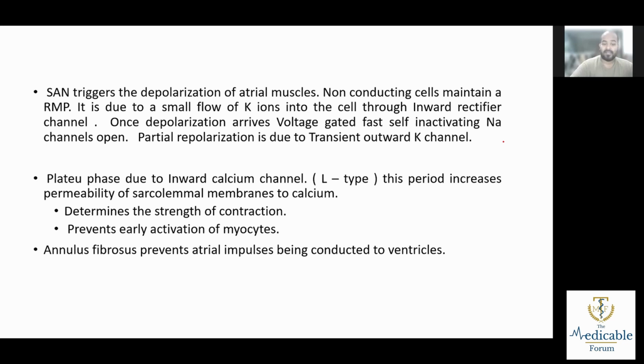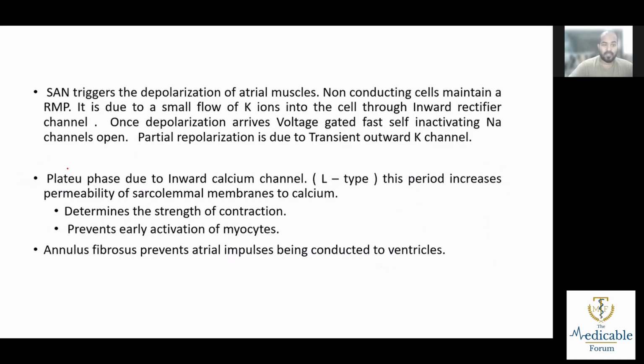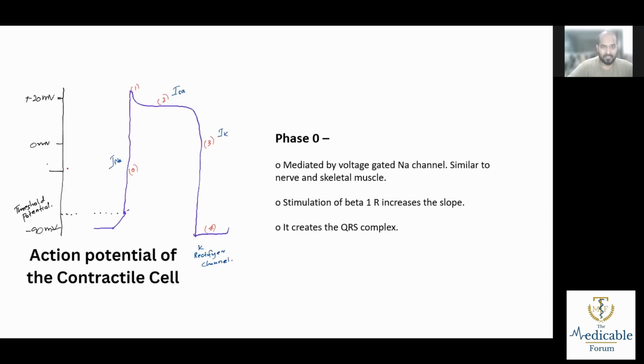And like I said, this annulus fibrosus prevents the atrial impulses being conducted to ventricles. So that's the basic thing I want you to understand. So let's go through the phases of action potential in a contractile cell.